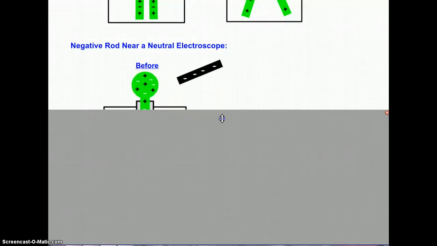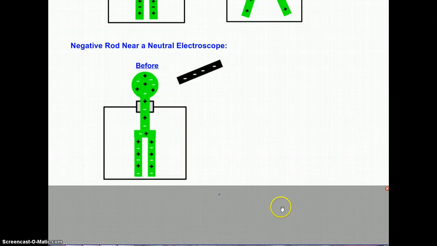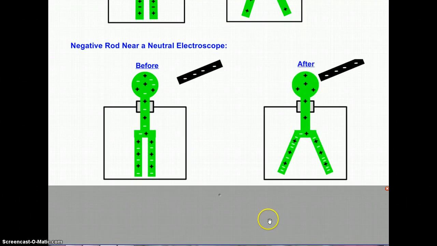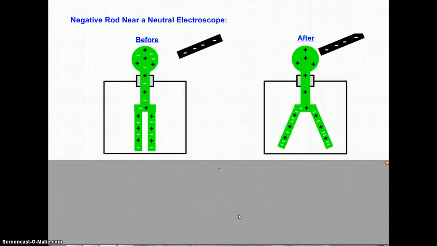So now again, if we start with a diagram, this is what it looks like before the negative rod approaches with a neutral electroscope. And afterwards, the electrons are pushed into the leaves, creating a net negative charge on each leaf. Negative repels negative, and the leaves diverge. All right, hopefully this illustrates for you the movement of static charge and illustrates the point that static charge is only the absence or excess of electrons, and that positives do not move.